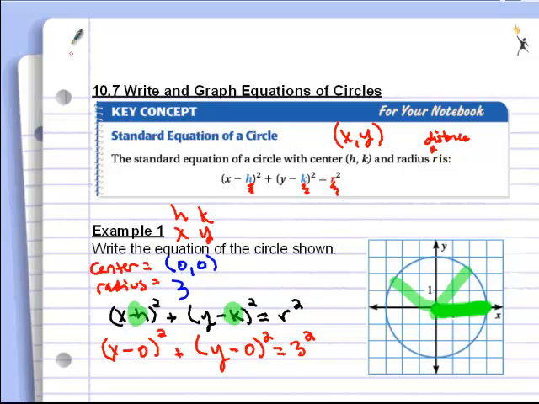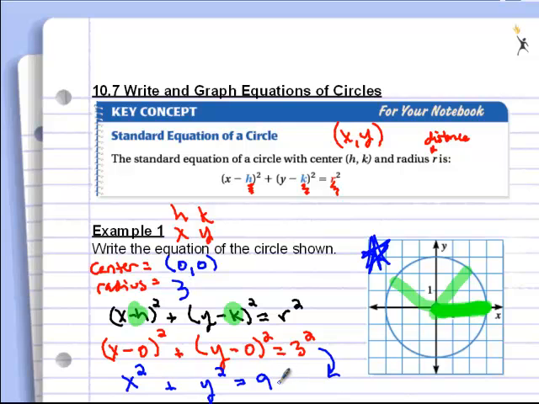Now we're going to take this one step further before we're actually done. I want to simplify this as best I can. Is there anything in here that I can simplify and actually make a little bit easier to understand? Well, yeah, one of the things I can do is solve these, and by solve them I mean simplify them. X minus 0 is just x, and then we have it squared. Y minus 0 is just y, and then we have it squared, and 3 squared is 9. The standard equation for this circle right here would be x squared plus y squared equals 9.